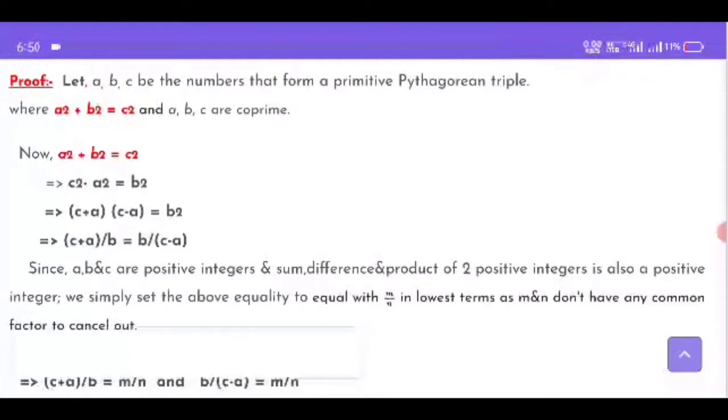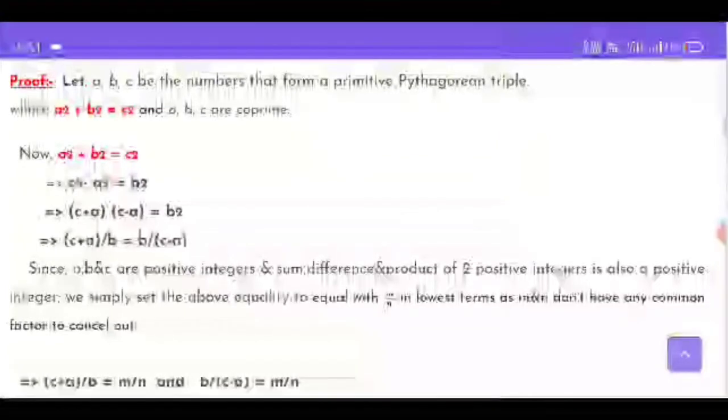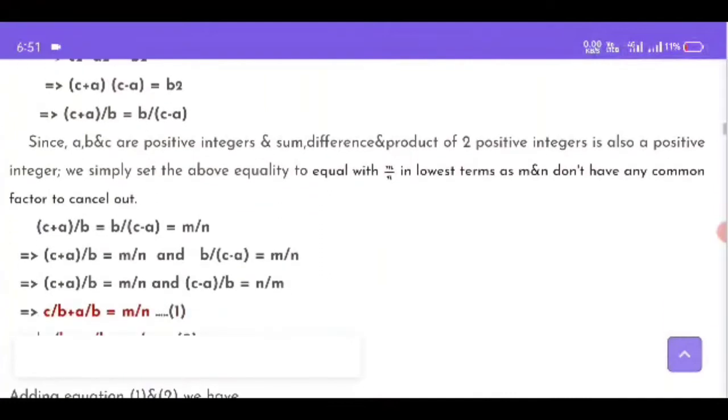Just notice this equation. Since a, b and c are positive integers, and the sum, difference and product of two positive integers is always also a positive integer, we simply set the above equality equal to m by n in lowest terms, in rational form, meaning m and n don't have any common factor to cancel out. So (c plus a) by b equal to b by (c minus a) equal to m by n. Just equate them.